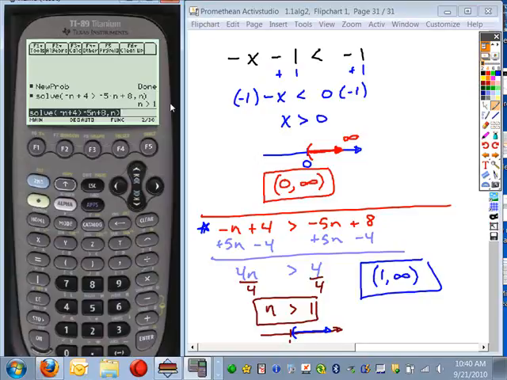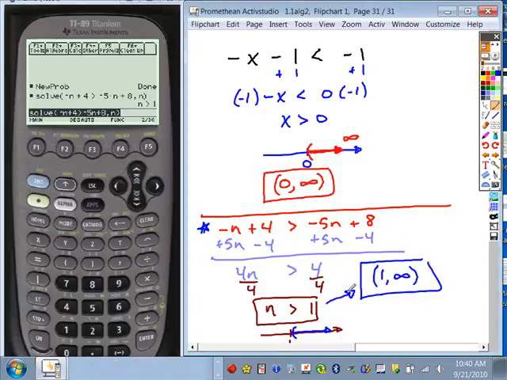Okay? So n is greater than 1 is your inequality form, which is confirmed here. You need to be able to translate that into this interval notation in order to get full credit on any of the assignments that we do. All right, now let me talk really quickly about the last little thing here, and I'll give you a little bit of time to work, and then we'll come back and talk about some more things.